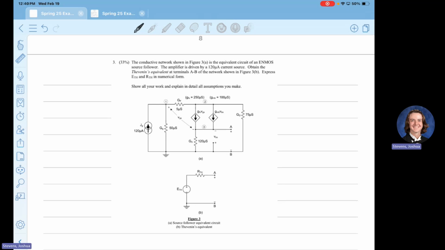The conductive network shown in Figure 3A is an equivalent circuit of an NMOS source follower. It's just a type of circuit, we don't need to get into that. The amplifier is driven by a 120 microamp current source. Obtain the Thevenin's equivalent at the terminals A and B of the network shown in Figure 3B. Express E Thevenin and R Thevenin in numerical form. Show all your work, blah, blah, blah.